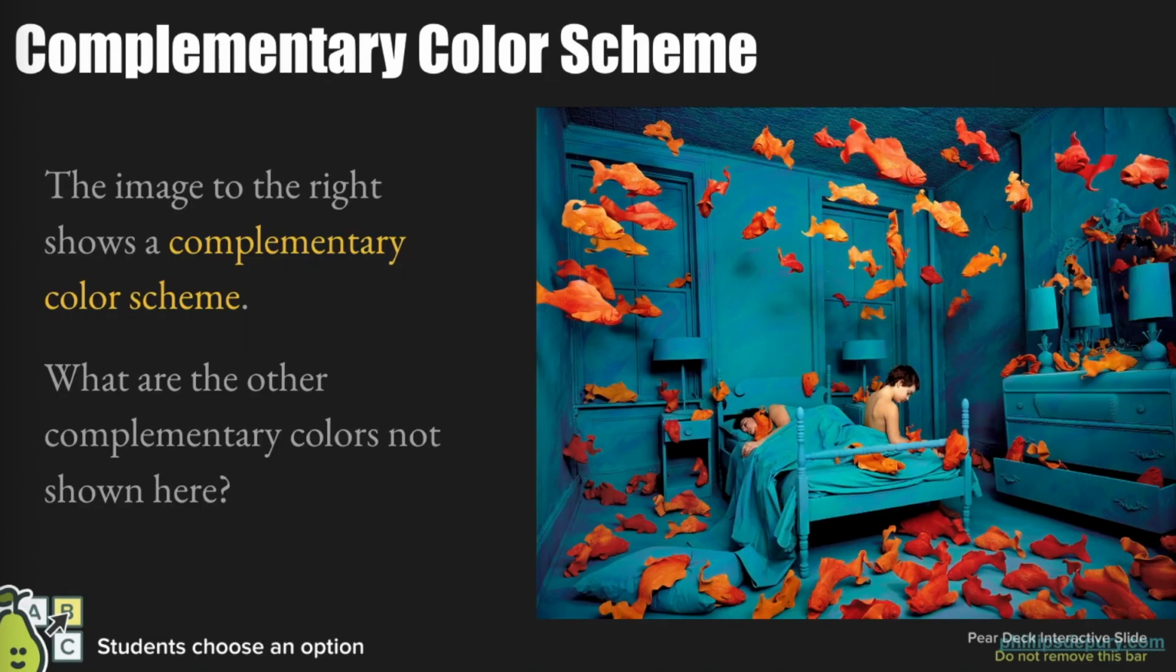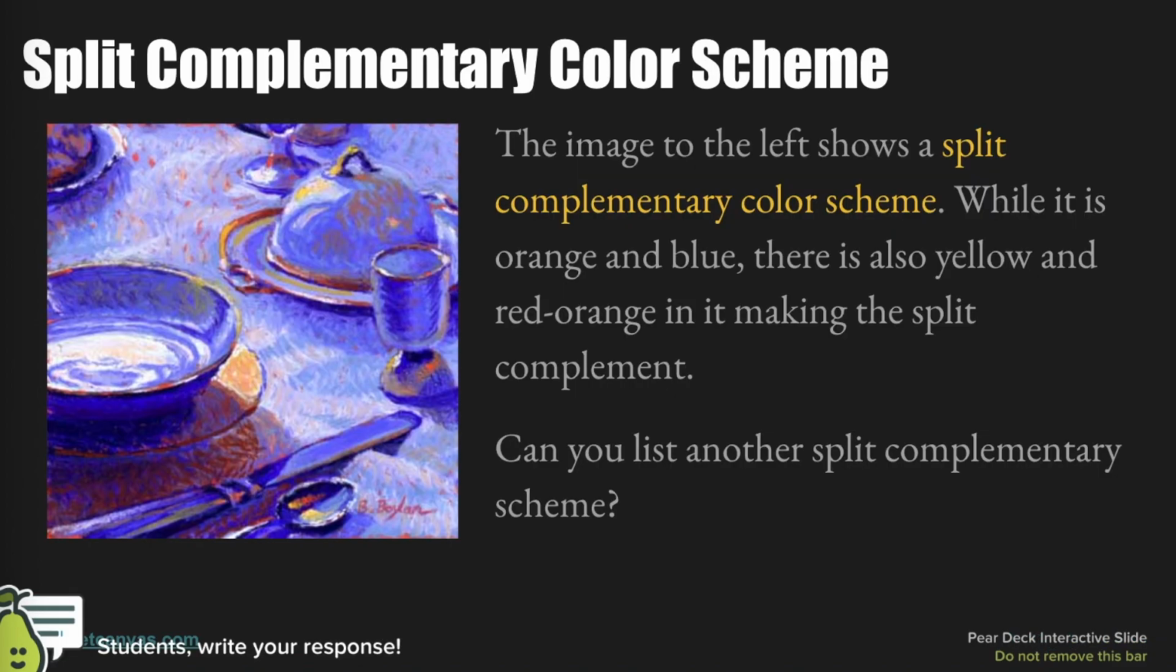Okay, here's a complementary color scheme. This is a vast difference from the color scheme just before. If you look at the actual colors popping out of the image to the right, it shows this complementary color scheme. Here we have an orange and a blue. This split complementary color scheme is using yellow, orange, blue, and purple to enhance the appearance of the objects in the table setting.